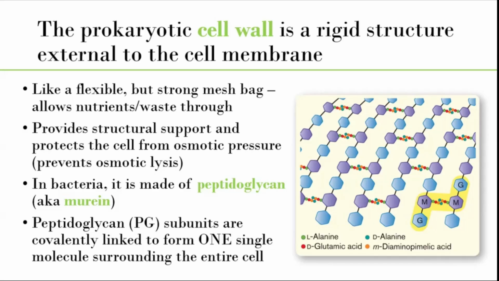In bacteria, the cell wall is made of peptidoglycan. It's only found in bacteria, so it's a really great target for antibiotics because only bacteria have it, nothing else does. We also call it murein.